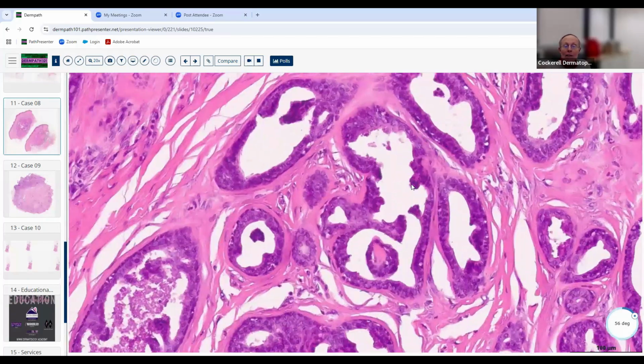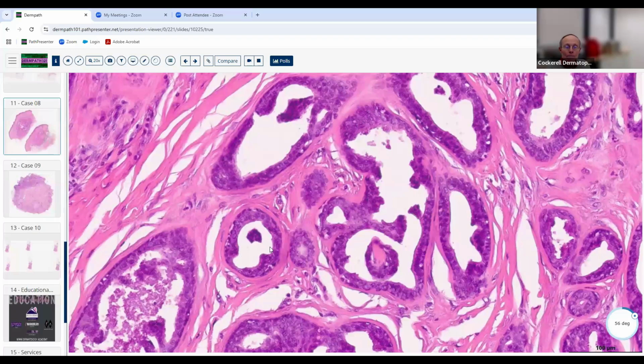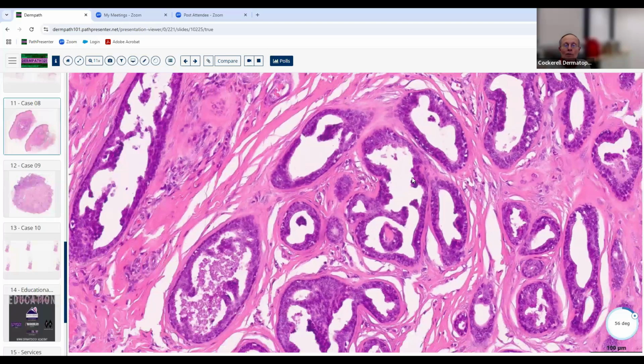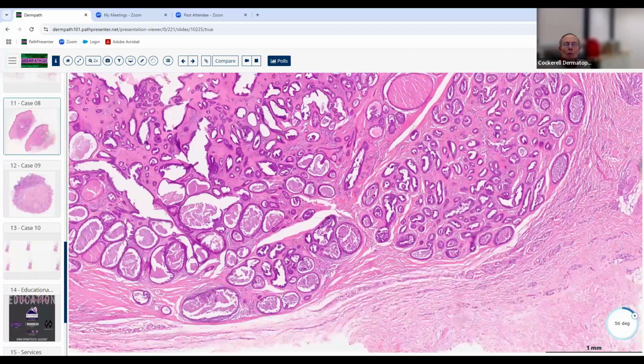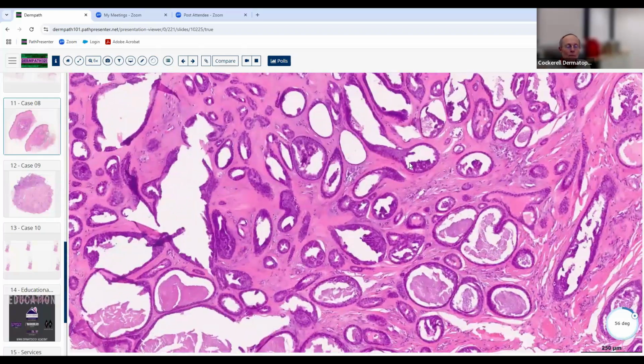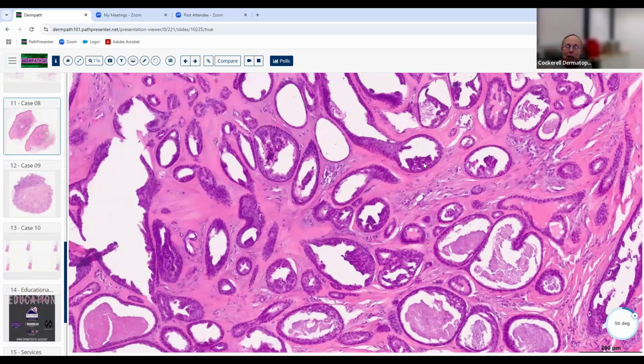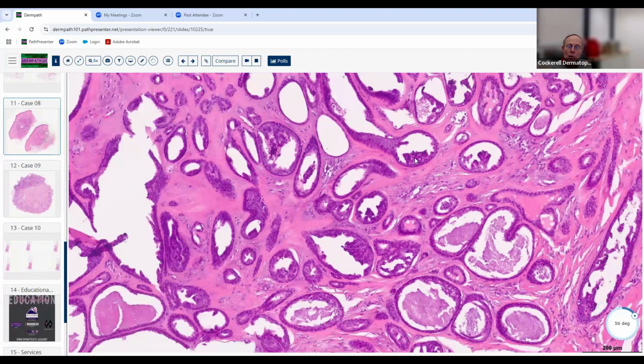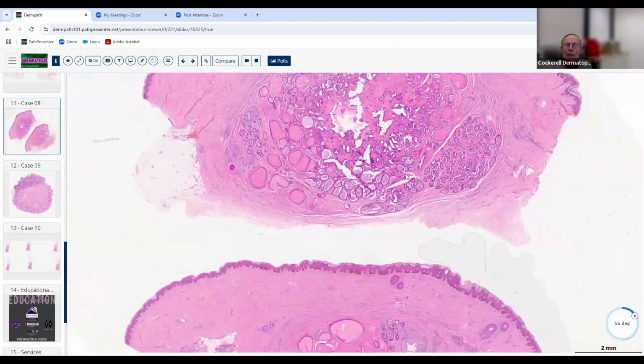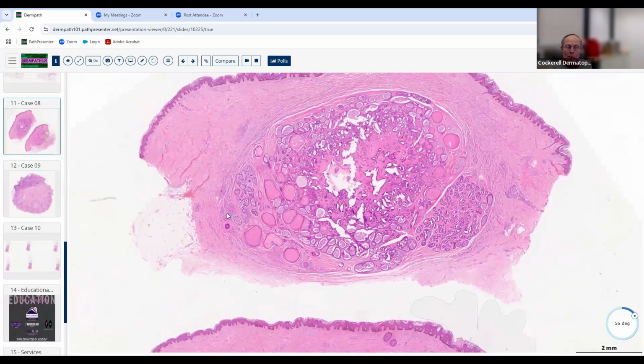If you look here, you can see once again it's apocrine differentiation. So we've seen a Syringocystadenoma Papilliferum, which is an apocrine lesion. We've seen a Nipple Adenoma, which is an apocrine differentiation. And now we've got another apocrine lesion. But this doesn't look like the Nipple Adenoma or Syringocystadenoma Papilliferum. So what is this? You've gotten into the apocrine category. Now you have to give it a name.